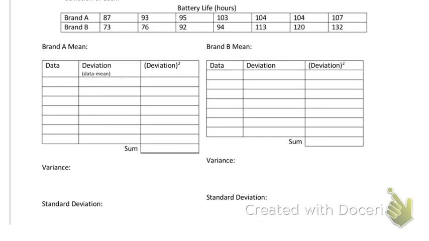We are given 2 batteries. We're given brand A and brand B, and we're given a whole bunch of times. So I took 7 batteries from each brand, and I tested how long they lasted. Let's come up with the mean of both of them. So we're going to find the mean of brand A, and we're going to find the mean of brand B.